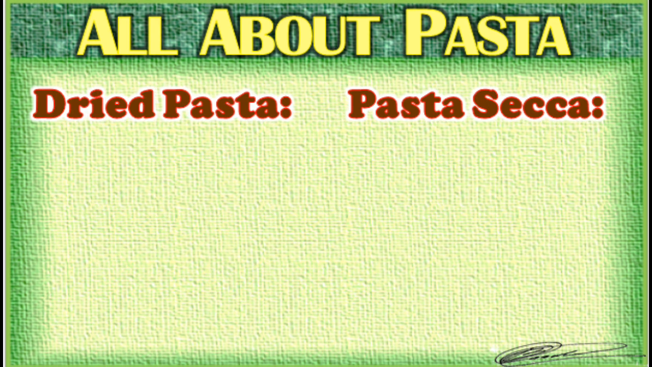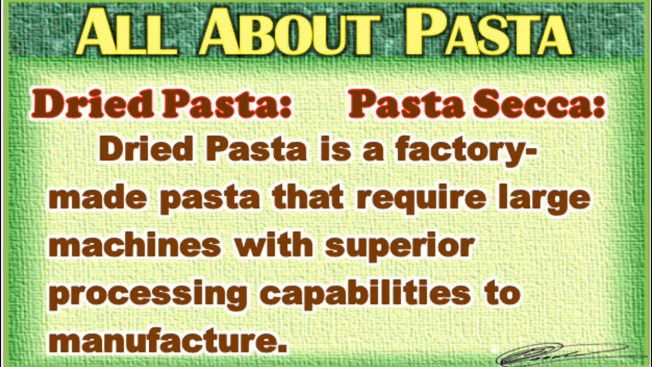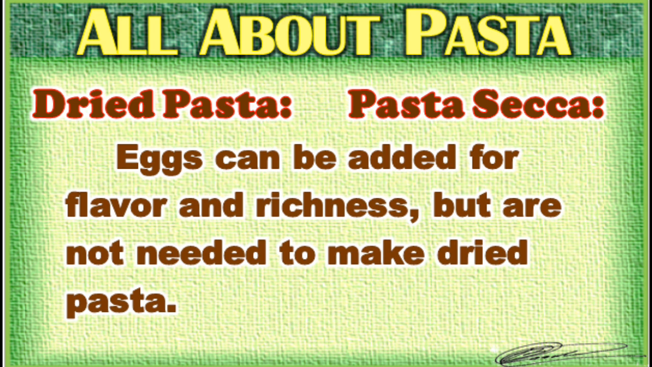While when we talk about dried pasta or pasta secca, most dried pasta is produced commercially, although it can be produced at home. Dried pasta is a factory-made pasta that requires large machines with superior processing capabilities to manufacture. The ingredients required to make dried pasta include semolina flour and water. Eggs can be added for flavor and richness, but are not needed to make dried pasta.